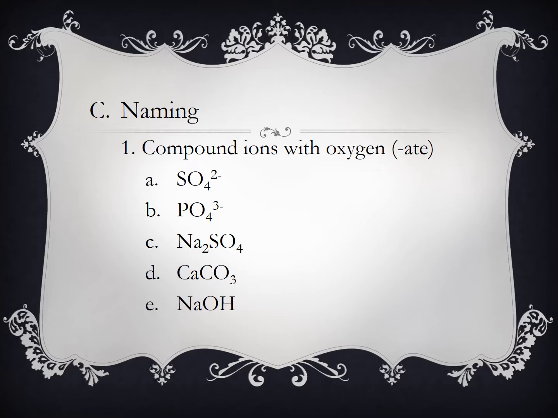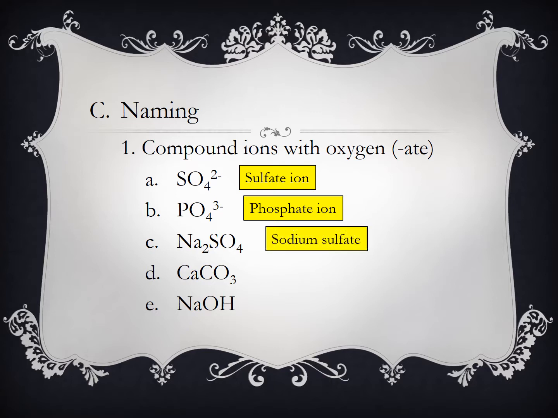Oxygen ions are compound ions with oxygen in them. You can see it has ATE in it, for some Roman numeral or some transition metals. So SO4 is the sulfate ion, PO4 is the phosphate ion. Here we have sodium and the sulfate, so it's sodium sulfate. Here you have calcium and then the CO3, which is carbonate, so calcium carbonate.